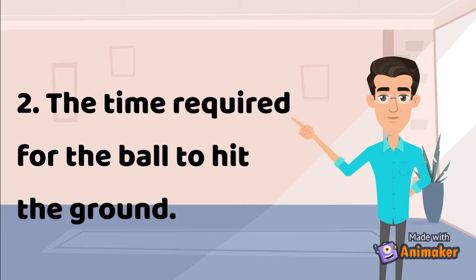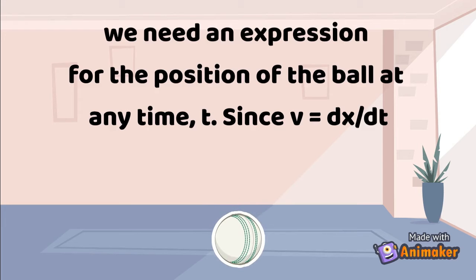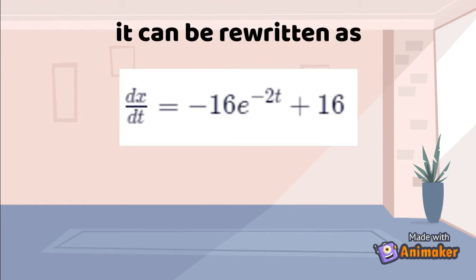The second question, what is the time required for the ball to hit the ground? To find the time it takes for the ball to hit the ground, x equals 3,000, we need an expression for the position of the ball at any time t, since v equals dx/dt. It can be rewritten as this by using the equation we got in question A.